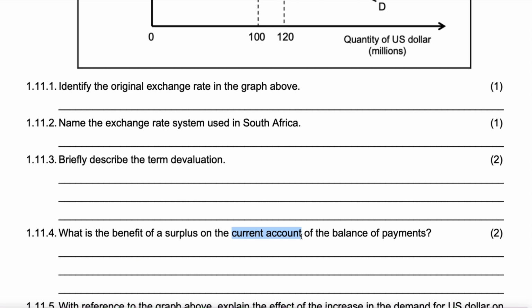Now, what is the benefit of us having a surplus on the current account? Basically, us having a surplus on the current account means we exported more than we imported. So basically, our currency was demanded more than we demanded other people's currencies. So basically, one of the benefits is it can cause our currency to become stronger in relation to other currencies. And it creates jobs in South Africa as more of our goods go out than the goods that come in.